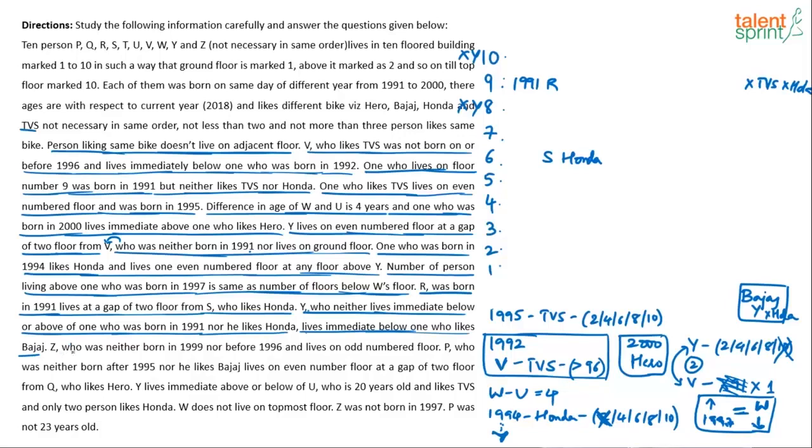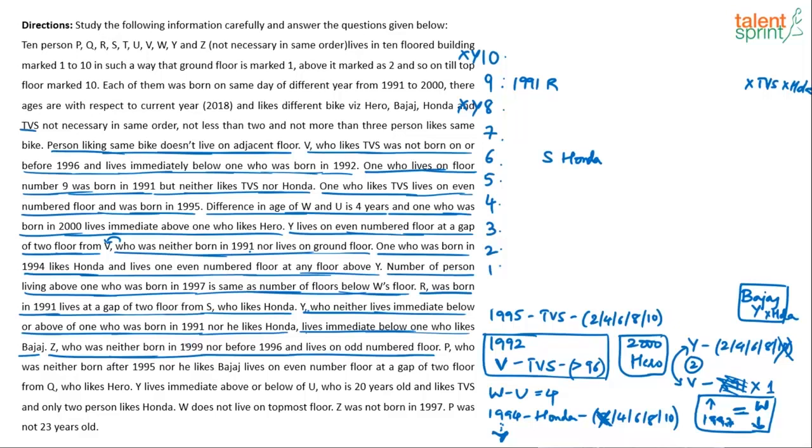Anyway, Z, who was neither born in 1999 nor before 1996, lives on an odd number floor. Finally we have got someone living on an odd number floor, which is Z. See, Z was not born before 96, so Z was born after 96. After 96 we have only 4 years: 97, 98, 99 and 2000. And he was not born in 1999.